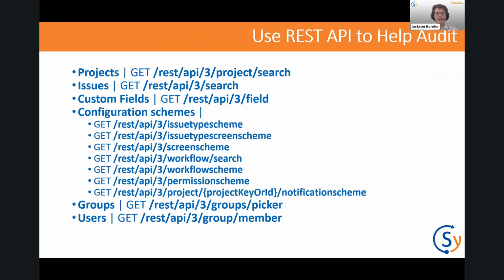We also have the REST API, which can help us audit. We can use REST and grab all of the projects, all of the issues, their custom fields, configuration schemes. And this is very handy for documentation preparation, just getting all of the groups and configuration pieces out of your instance without manually clicking through everything.